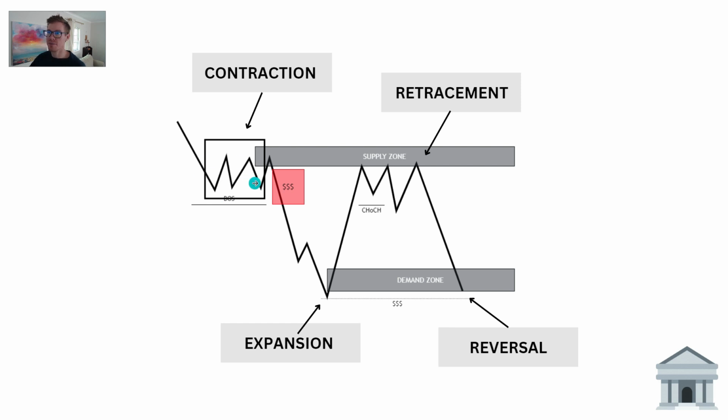Contraction, the first phase, we draw a box around it, we wait for price to expand out that box. We know expansion started. When it expands, it usually leaves behind inefficiencies and order blocks. We wait for price to come back and tap into these order block zones, which is the retracement. Reacts off of them, gets liquidity, and then continues to move in the reversal phase.